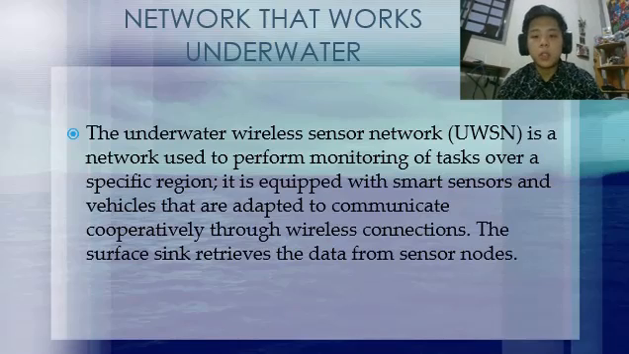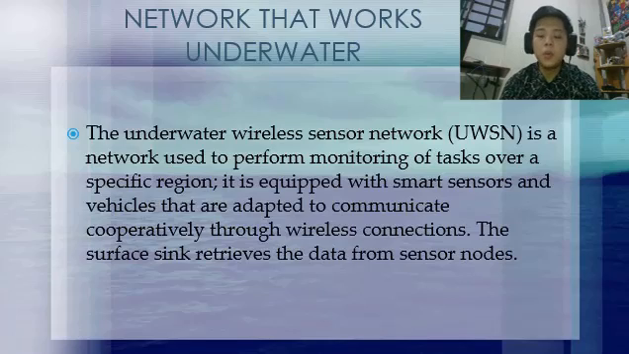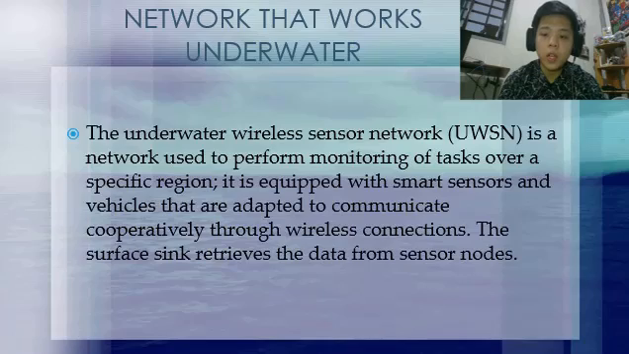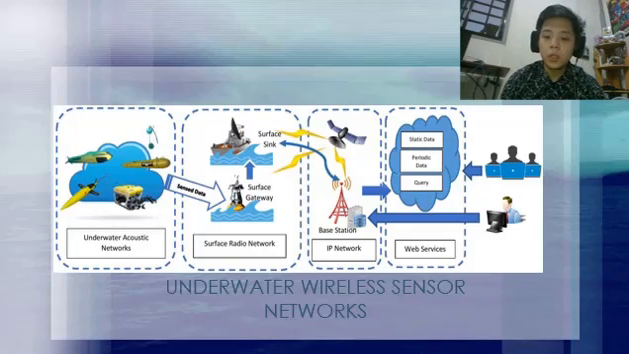Network that works underwater. The underwater wireless sensor networks, or the UWSN, is a network used to perform monitoring tasks over a specific region. It is equipped with smart sensors and vehicles that are adapted to communicate cooperatively through wireless connections. The surface sink retrieves the data from sensor nodes. So this is the underwater wireless sensor network. This is a representation of how it works.